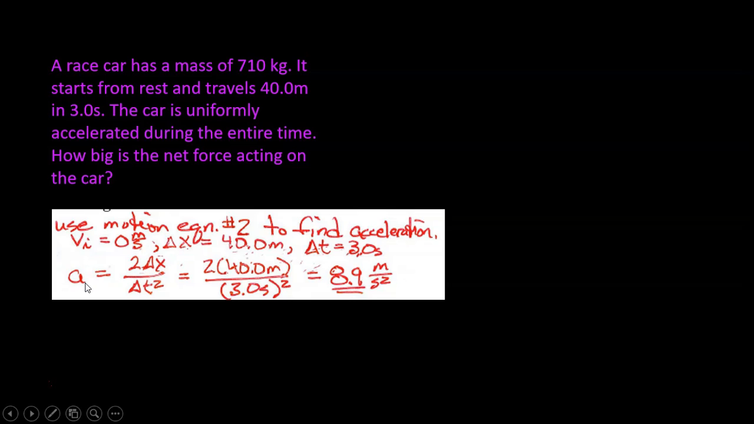I go ahead and rearrange it to solve for acceleration. And we have that it's equal to 2 times the displacement divided by delta t squared. We go ahead and plug in our information from the problem. And we find out that this car is accelerating at 8.9 meters per second squared.